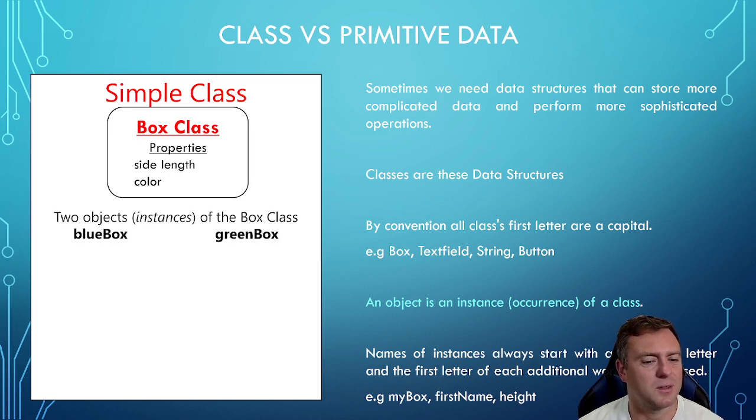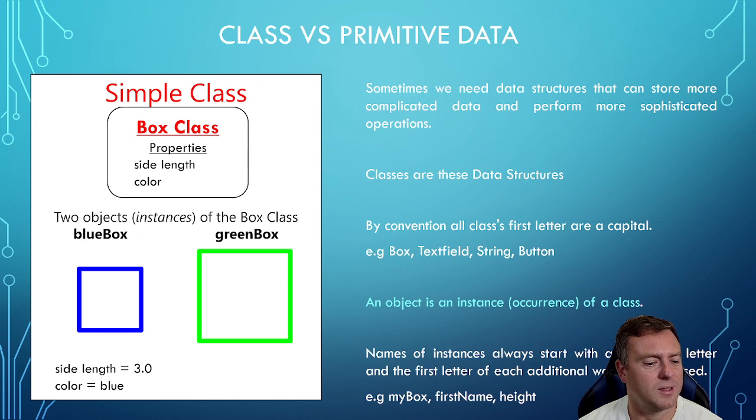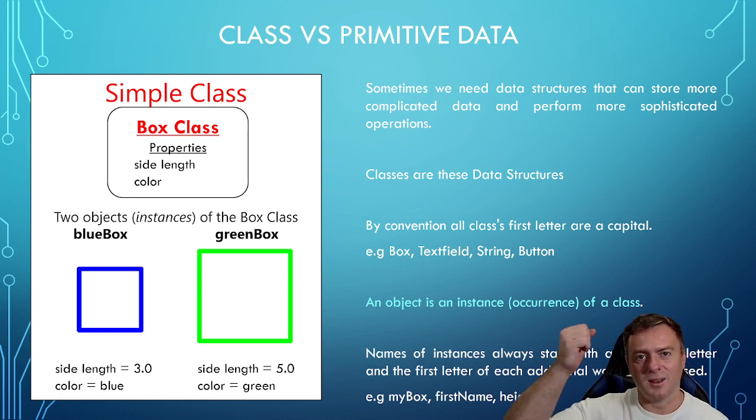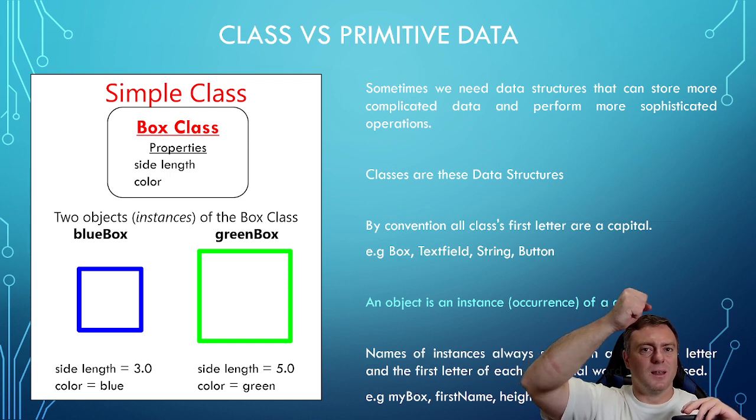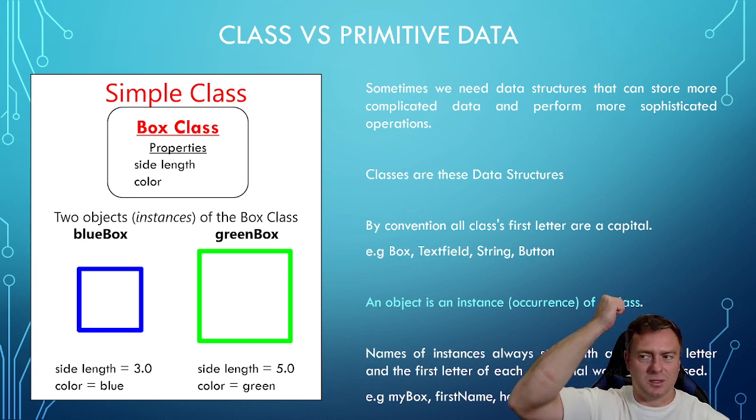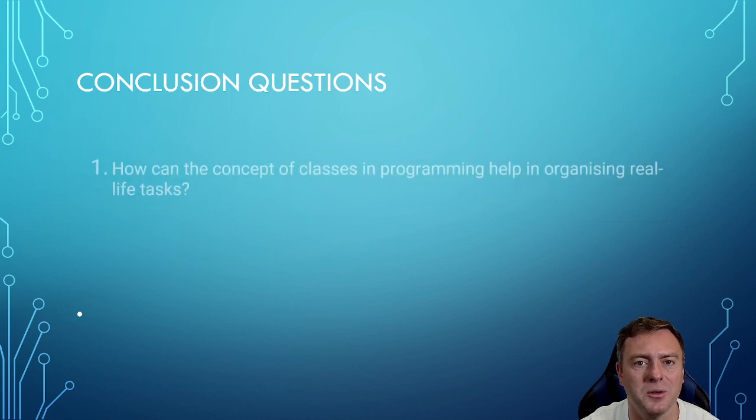Now, two objects of the same type of Box class. We've got a blue box and then a green box. I've said the side length of this one is 3, and the color is blue. But the side length of the green box is 5, and the color is green. So what you should have picked up is that the properties have been manipulated. And like I said, the blue box and the green box are like stamps. You've instantiated them and they exist separately, but they are 100% dependent on the Box class, which is the actual stamp.